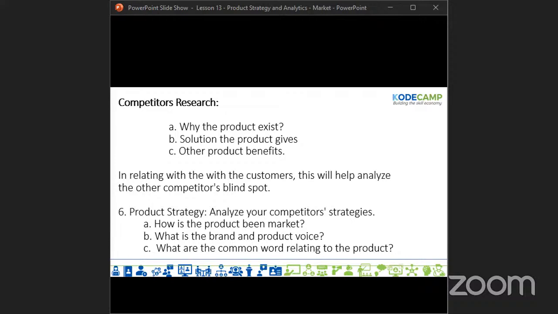We have 3 minutes to go. So what are the common words related to the products? Remember tagline when we talked about listing your competitors. So now we're talking about it again. What are the keywords? What do people search for when they're searching for them?